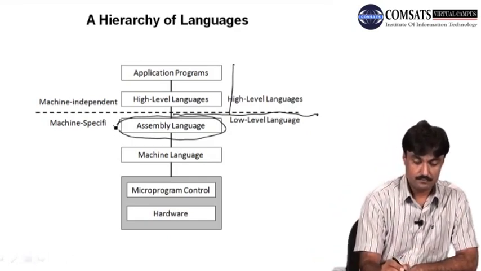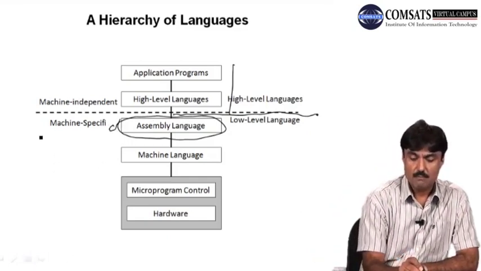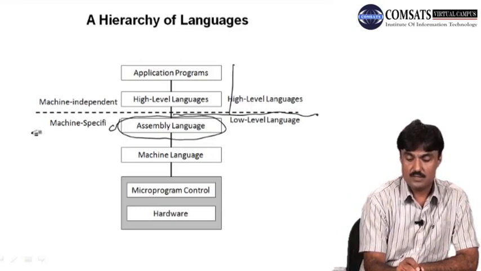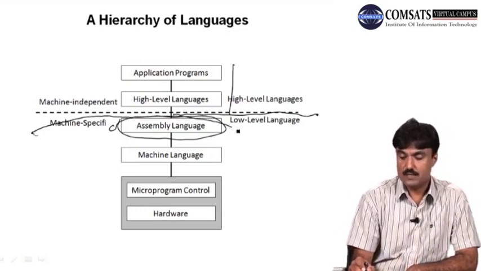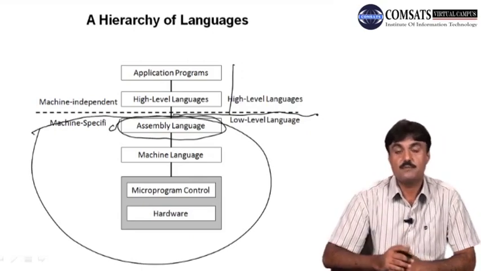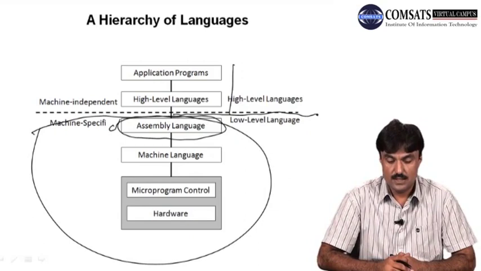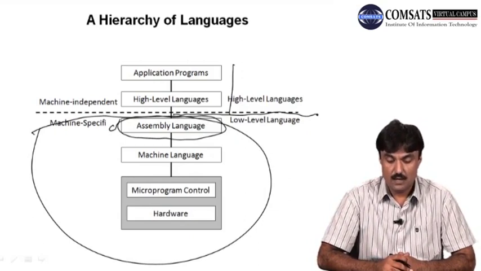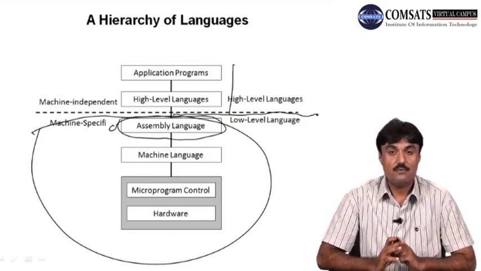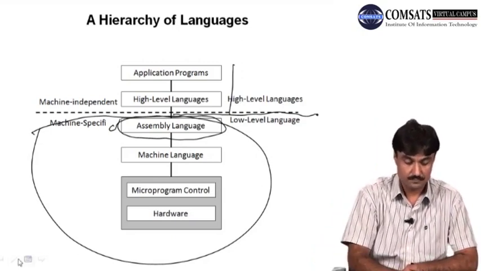But you can see from here that assembly language programming is machine specific. Whatever the underlying architecture is, we will write programs solely for that architecture.